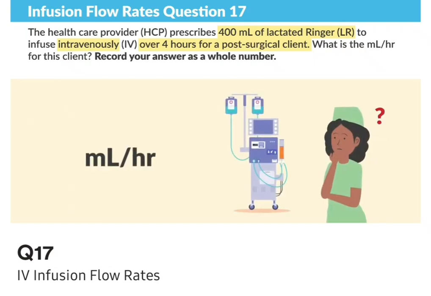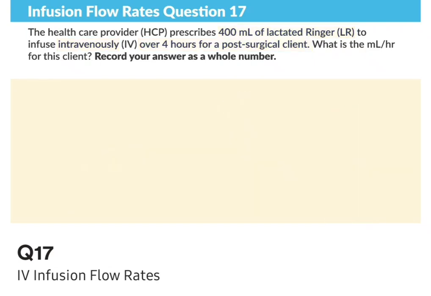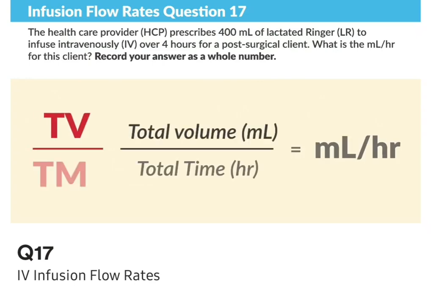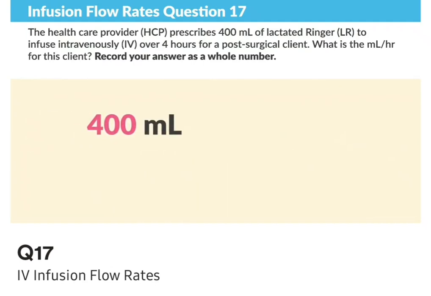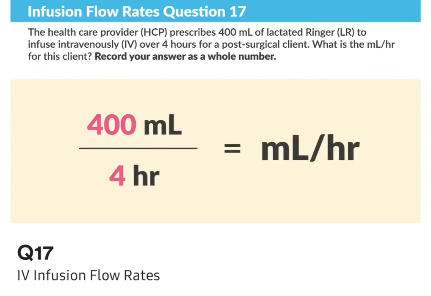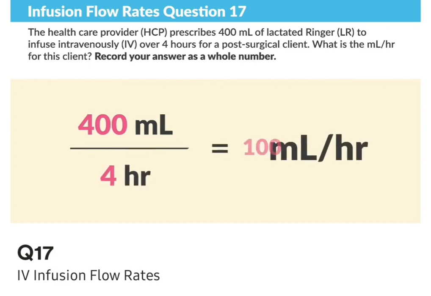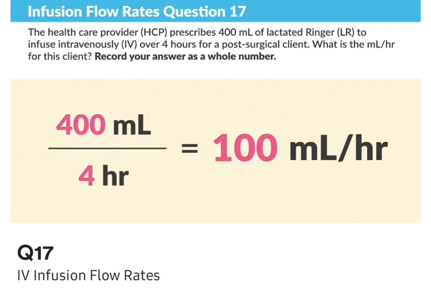So what are we calculating for? We're calculating for mLs per hour, right? So we're just taking the total volume over the time here. So mLs per hour, we have 400 mLs, our total volume, over the time, 4 hours. So 400 divided by 4 is 100. So 100 mLs per hour is our answer.